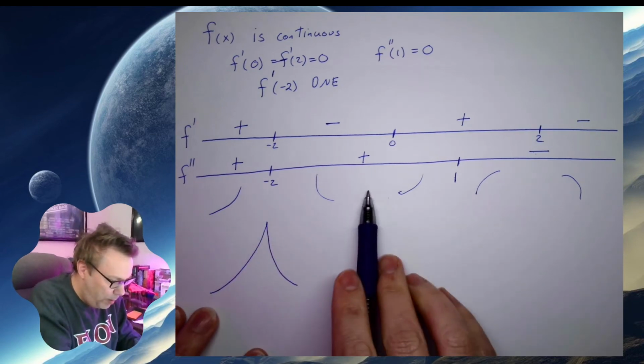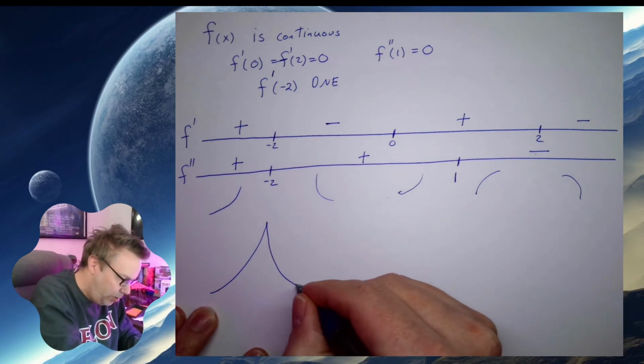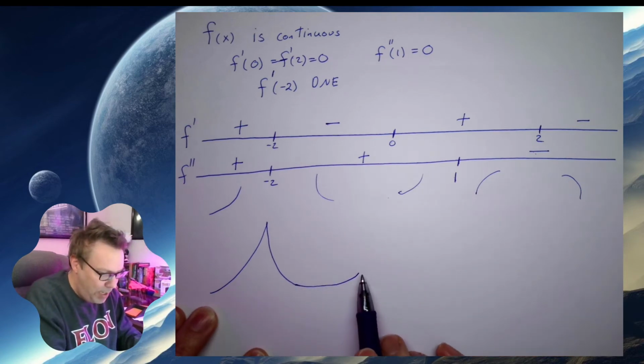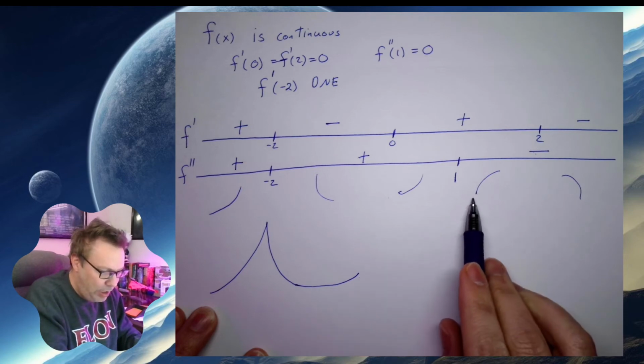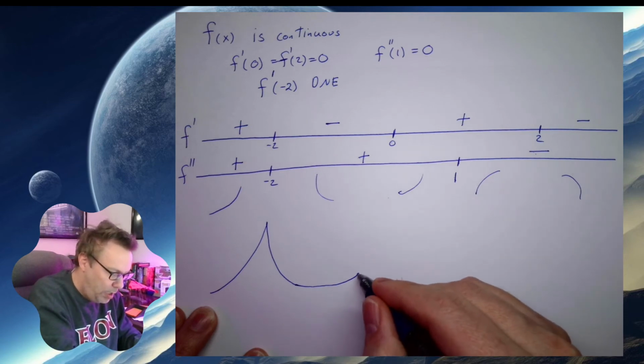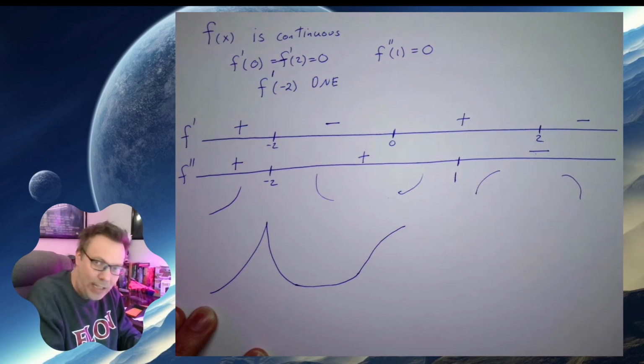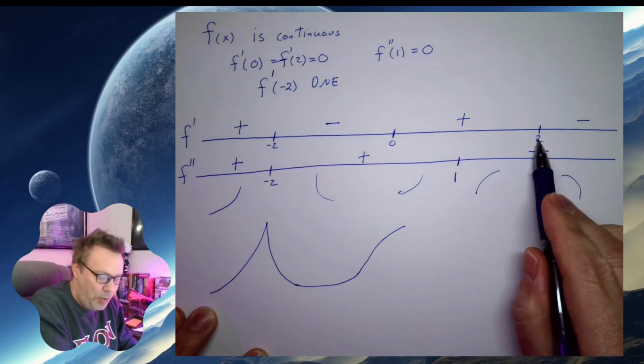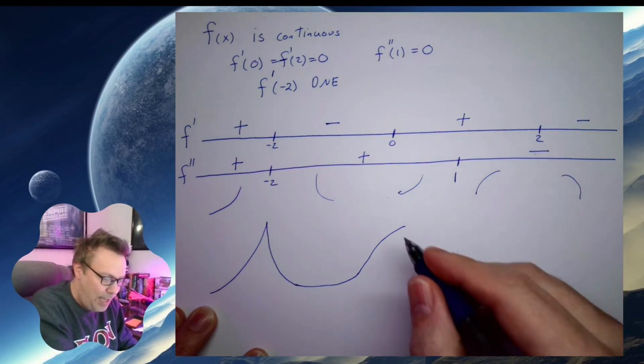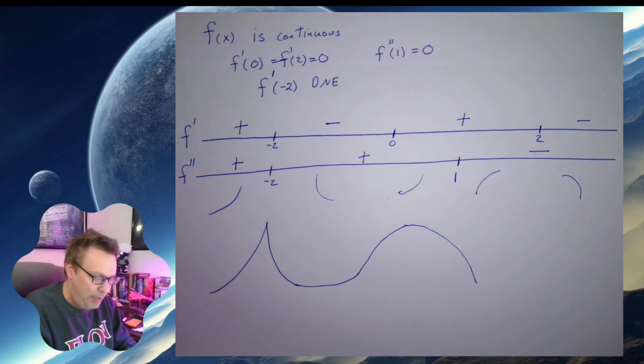And now I know I'm going to level off and then start to increase again. But I'm going to keep my concavity until I get to about x equals 1, and then I'm going to bend my concavity back down. It's going to reach a maximum, and then I'm going to come back down here.